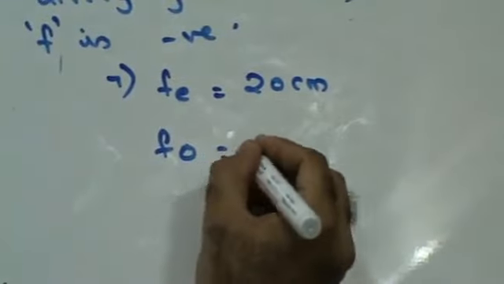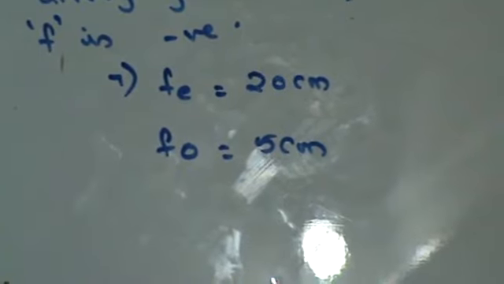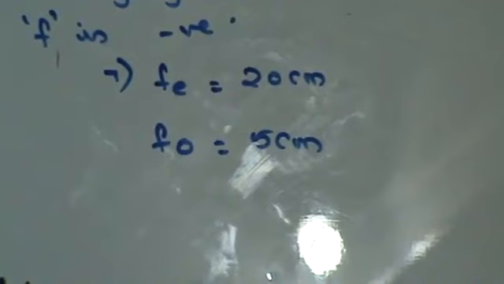For a compound microscope, the eyepiece and the objective have a focal length of 20 centimeters and 5 centimeters. The final image is formed.